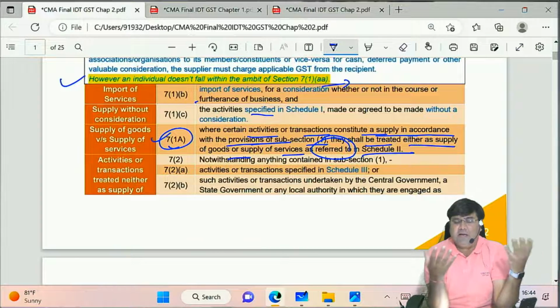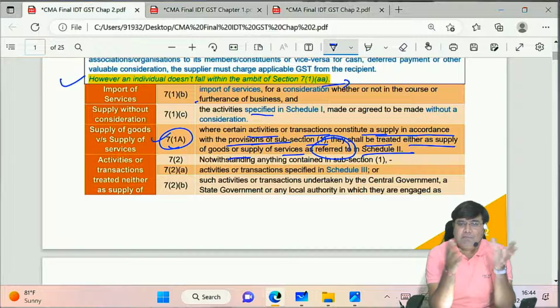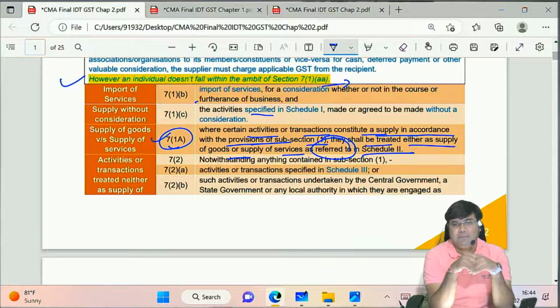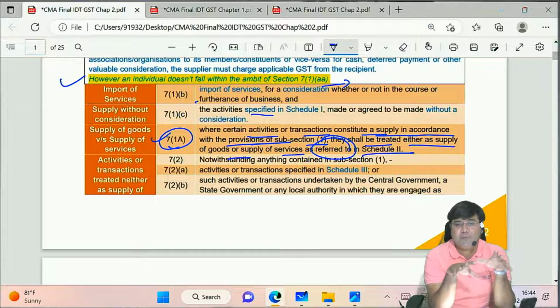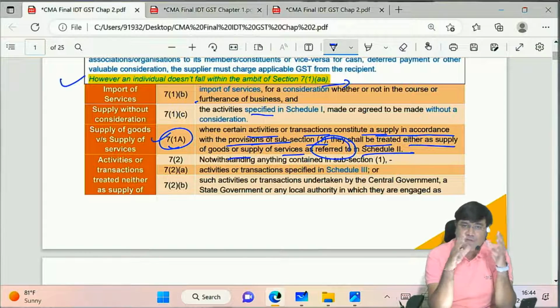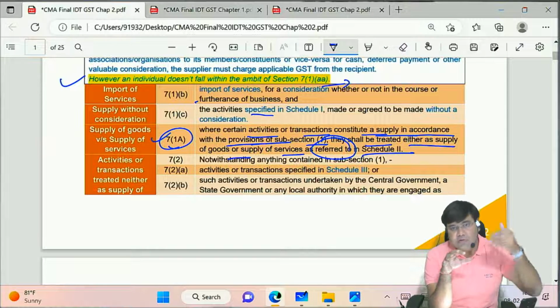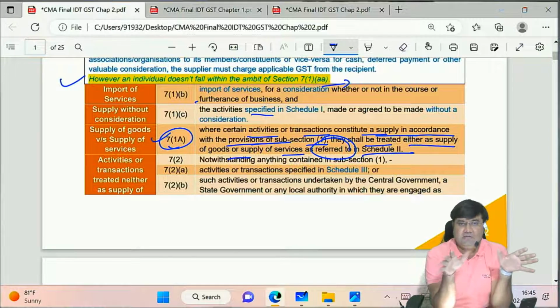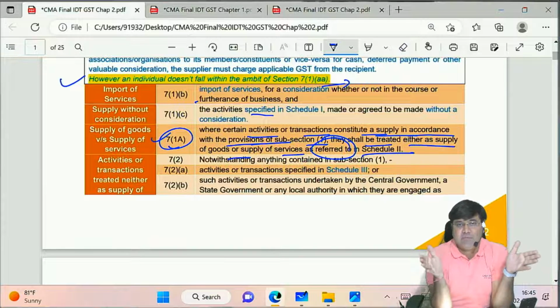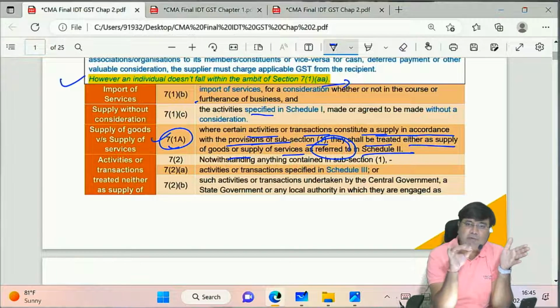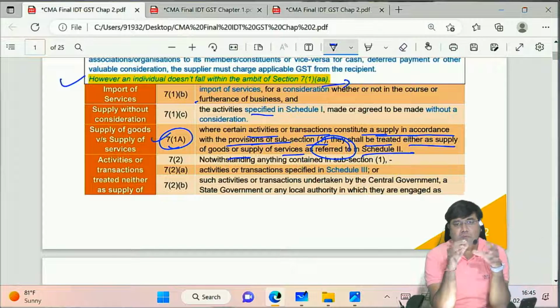Why is there a requirement to classify any supply between supply of goods or supply of services? Because GST is on both. So why do we need to classify separately? There are separate provisions related to place of supply and time of supply, because services are dynamic in nature, you cannot touch and feel them, but goods you can touch and feel, they are tangible in nature. So that's why there was a requirement of separate provisions related to place of supply and time of supply, and each supply you need to classify between goods or services.